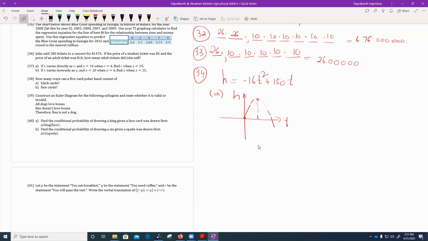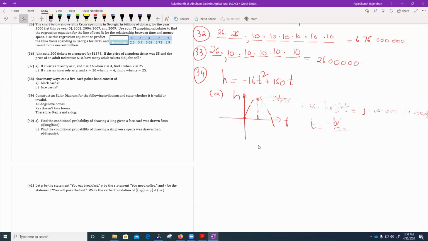That is basically my y distance, the y coordinate of your vertex point. So the maximum height of this projectile is nothing but the y coordinate of your vertex. That means they are asking you to find the y coordinate of the vertex. You know the formula: the x coordinate of the vertex is given by negative b over 2a. Then find that t value and replace it in h.